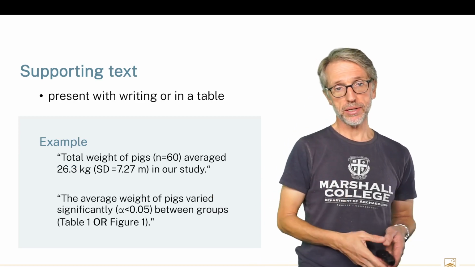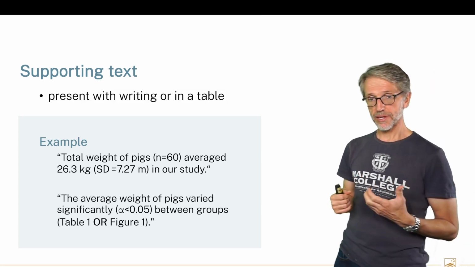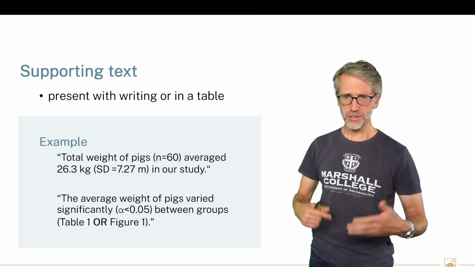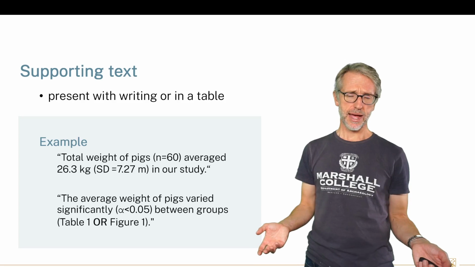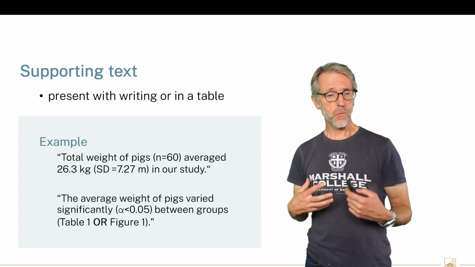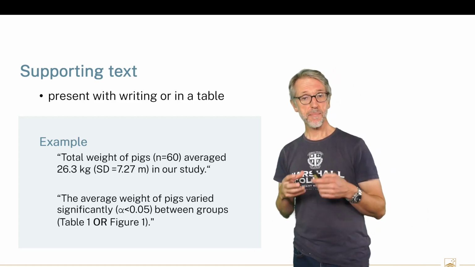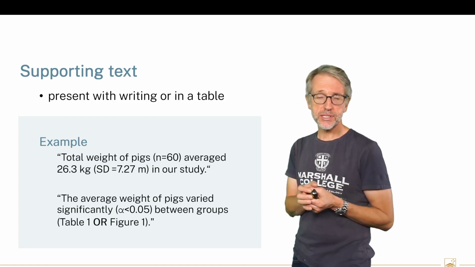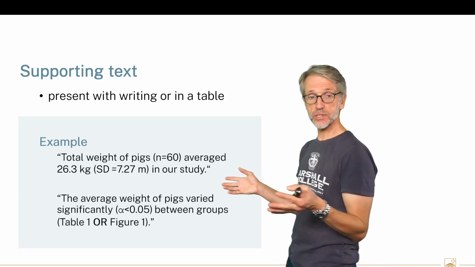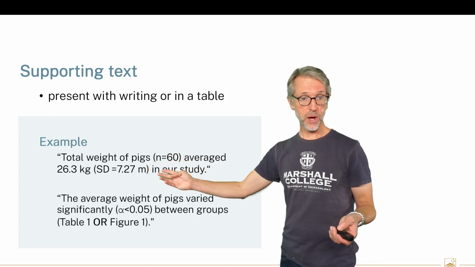Now, bear in mind that even if we do not have a figure or a table, we can still present results. If we have only one test result, we can of course present our results in text. So, whether there's a table present or not, we present our results. But when we present it, we sort of modify it just a tiny bit depending on what supporting material there might be. Let's say if there is no table, we might use our descriptive statistics: total weight of pigs, N of 60.